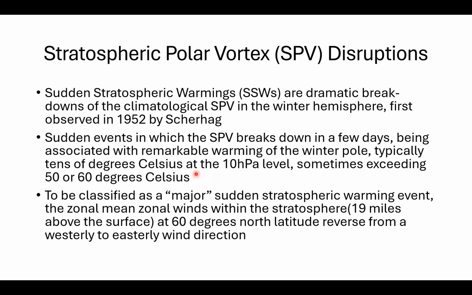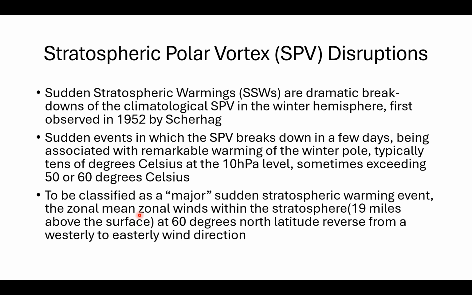Typically, you get tens of degrees Celsius at the 10 hectopascal level, which is 19 miles above the ground. Some incredible warming temperatures at that level of the atmosphere. And sometimes these temperatures can exceed 50 or 60 degrees Celsius of warming. Just incredible.